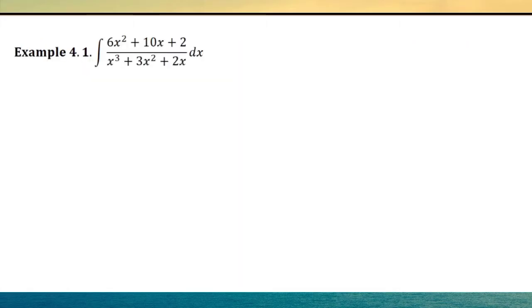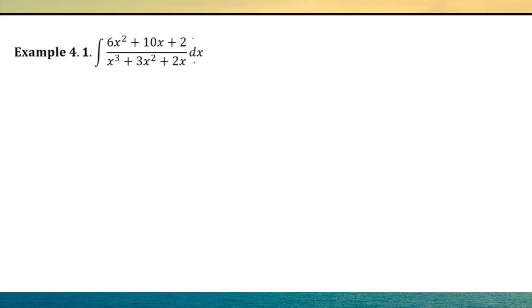Let's have an example. So we have the integral of 6x squared plus 10x plus 2 over x cubed plus 3x squared plus 2x dx. So titingnan muna natin. We have here yung numerator natin is a polynomial of a second degree, and yung denominator natin is a polynomial of third degree. So, yung denominator natin is higher in degree compared to the numerator. So, nakikita natin that the numerator is lower in degree compared to the denominators. So, therefore, this is a proper fraction.